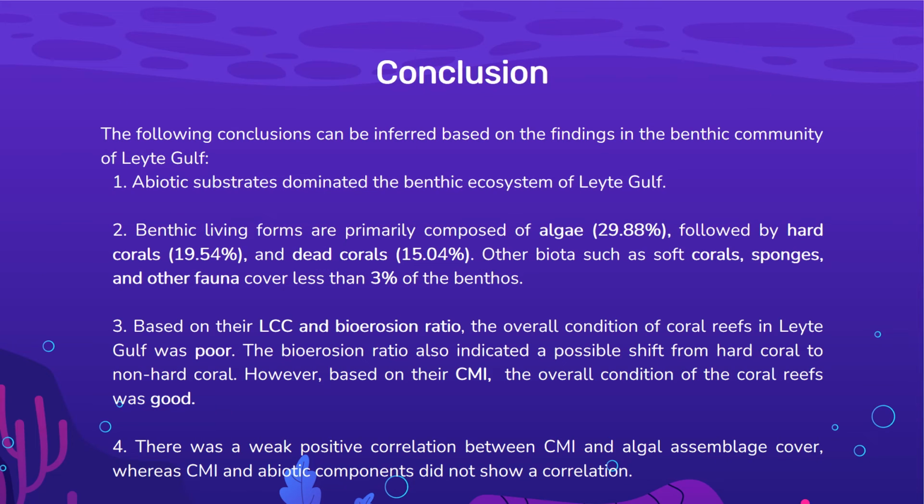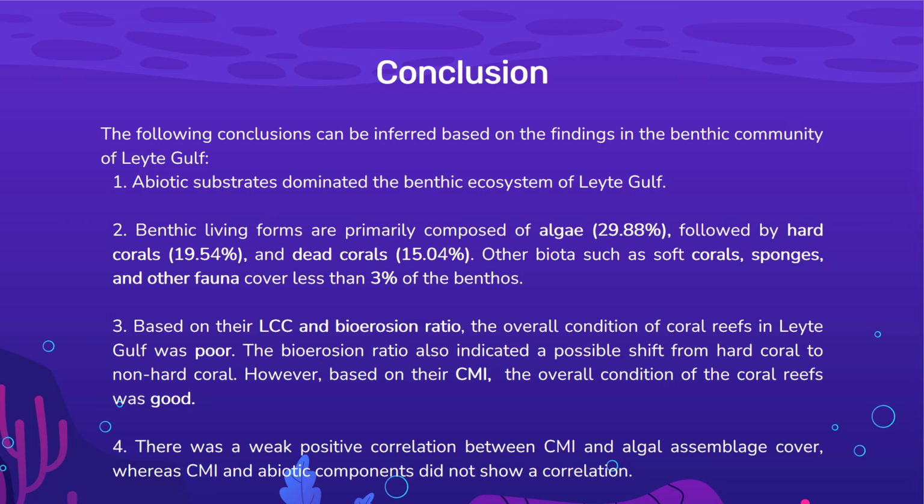The following conclusions can be inferred based on the findings in the benthic community of Leyte Gulf. Abiotic substrates dominated the benthic ecosystem. Benthic living forms are primarily composed of algae, followed by hard corals and dead corals. Other biota include soft corals, sponges, and other fauna. Based on their live coral cover and bioerosion ratio, the overall condition of coral reefs in Leyte Gulf was poor. The bioerosion ratio also indicated a possible shift from hard coral to non-hard coral. However, based on their coral mortality index, the overall condition of coral reefs was good.